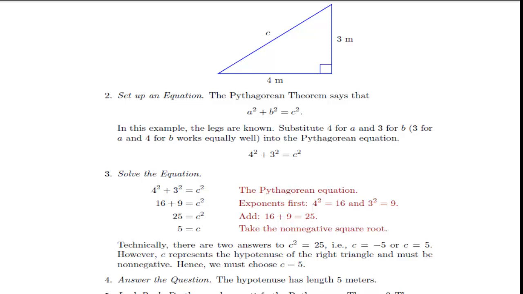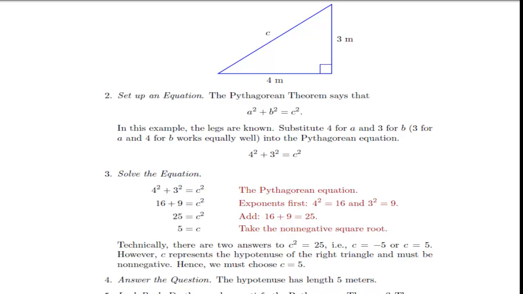3. Solve the equation. Simplifying the exponents first, 4 squared on the left equals 16 and 3 squared equals 9. Then 16 plus 9 equals 25. So we have 25 equals c squared. If we take the non-negative square root of both sides of the equation, we're left with 5 equals c.